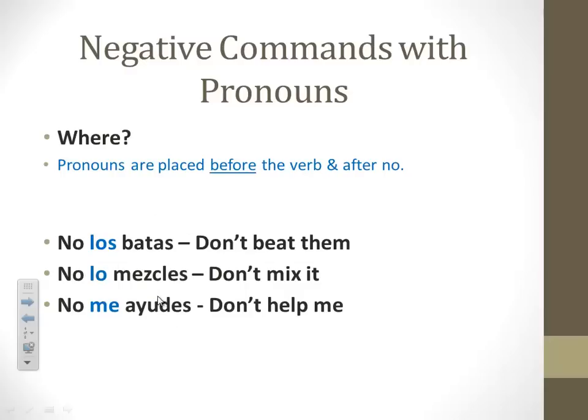You'll notice these are all negative tú form commands, and that my pronoun did come right before the command and in between no. There's no accents to worry about with negative commands and pronouns because you're not attaching anything to the word.